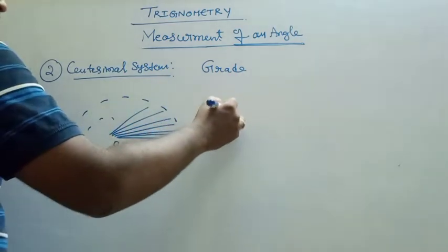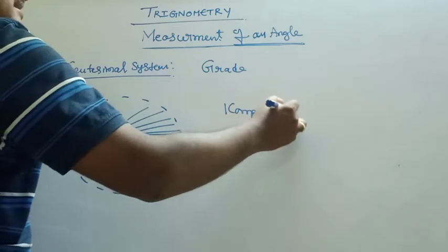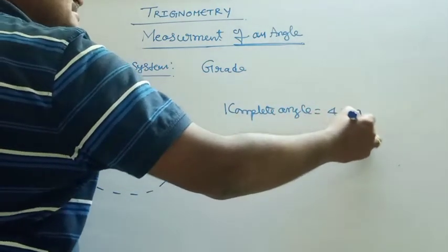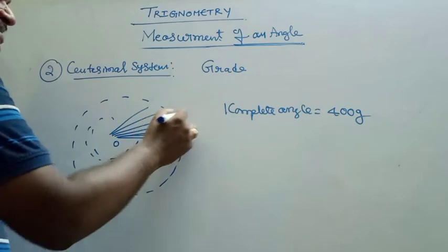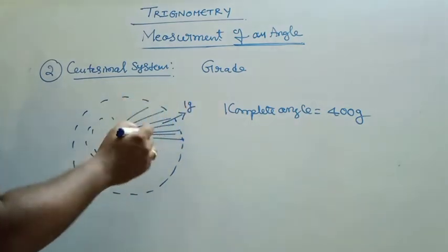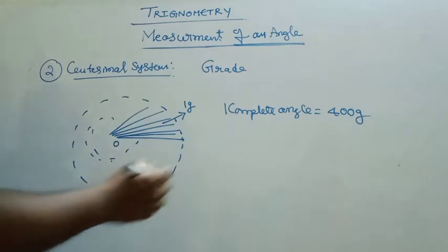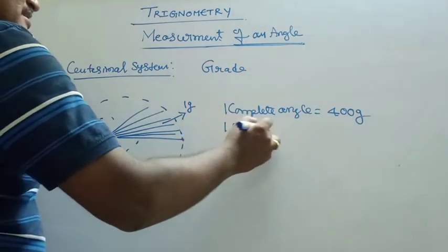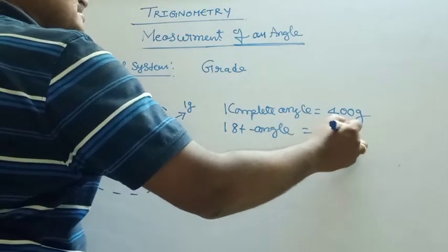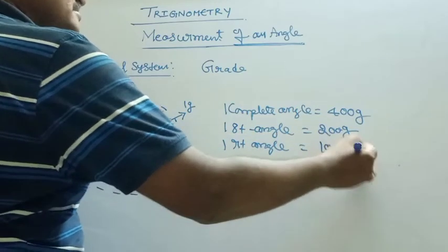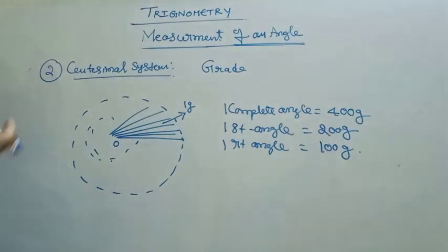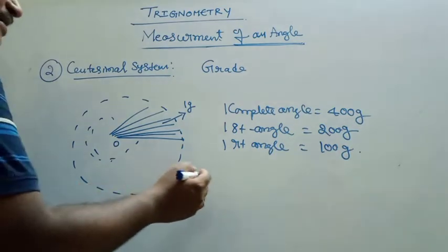One complete angle is equal to 400 equal parts, 400 grades. Each part they called one grade. One complete angle equals 400 grades, one straight angle equals 200 grades, and one right angle equals 100 grades. Wonderful. Now after getting this, they also did further calculations for one grade.